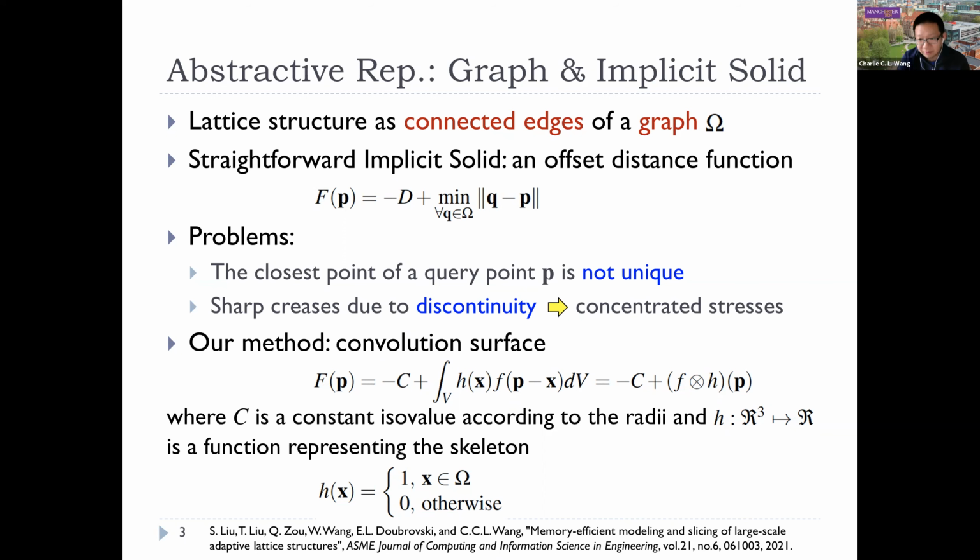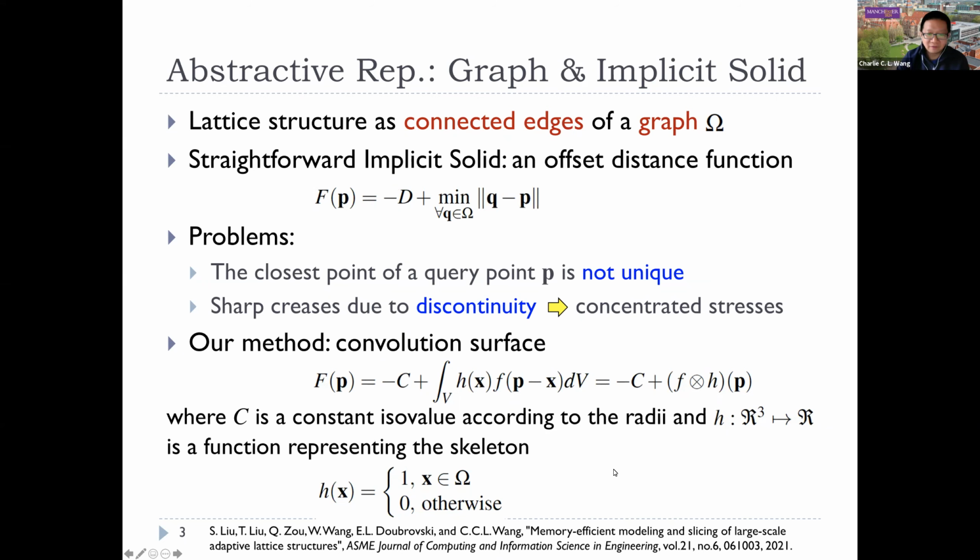If we fabricate a model or structure based on this kind of representation, it may generate concentrated stress in those regions. To solve this problem, in our recent paper, which was published in ASME JSICE, we represent the model by a convolution surface, where the model is described by convolution operators defined around all those connected edge structures.